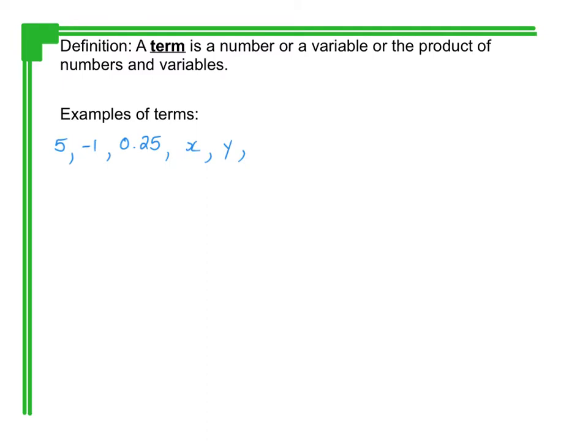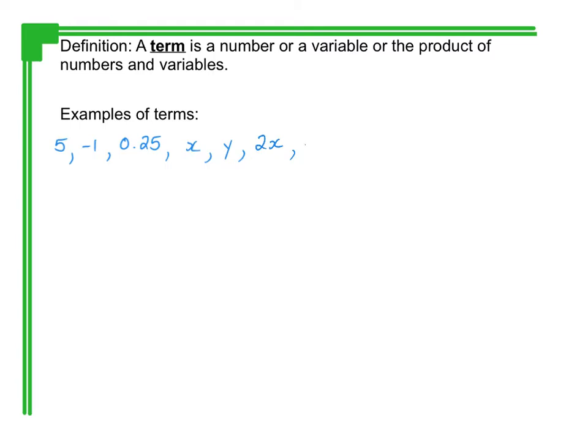Okay? Last part of the definition then. It says, or it's the product of numbers and variables. The word product means multiply. So we can multiply numbers and variables together and get a term. For example, we could have 2x. That's the product of a number 2 and a variable x.